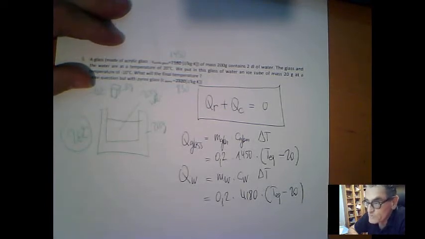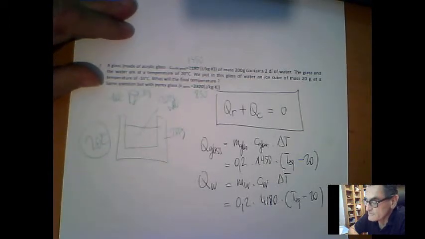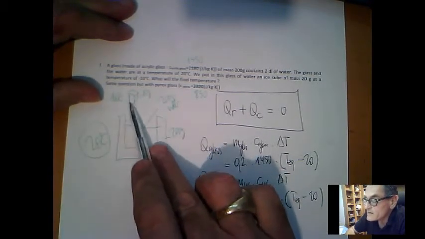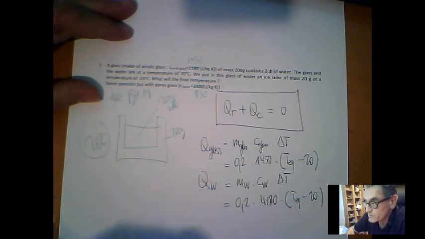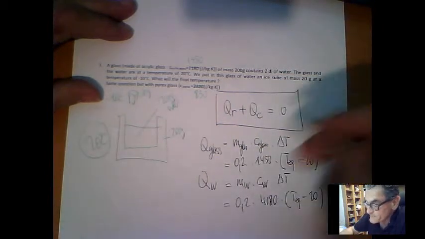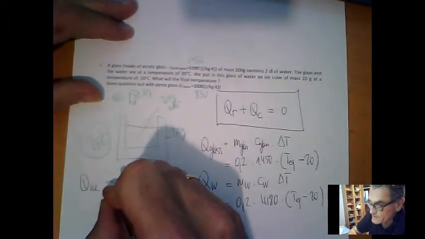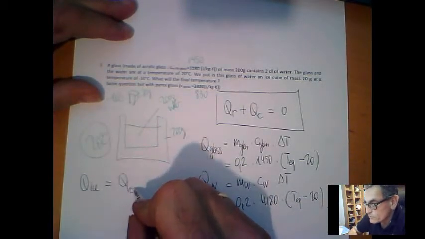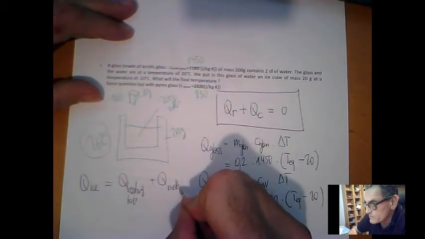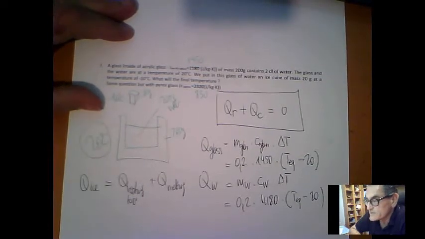Why two terms? Can you tell me why it's two terms and not just one? The ice cube is at minus 10. Okay, so we need to heat it up. But once the ice cube has reached 0 degrees, it's going to melt. So we need another term to describe the melting of the ice. Okay, so the Q of the ice will be equal to a Q for heating it to 0 degrees plus a Q for melting the ice.